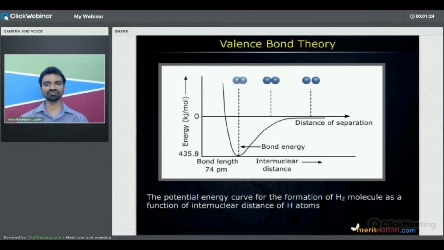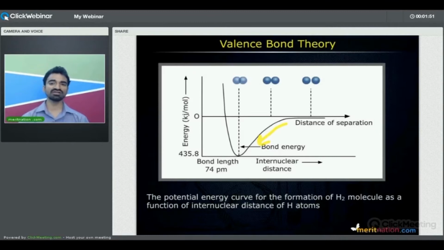When the two atoms of hydrogen approach each other, their nuclei attract their electron as well as the electrons of one another. Additionally, the two nuclei and the two electrons repel each other respectively. However, as the atoms come closer, the attractive forces are more than the repulsive forces, and hence the potential energy decreases. The point at which the potential energy becomes minimum is when the atoms are said to be bonded.